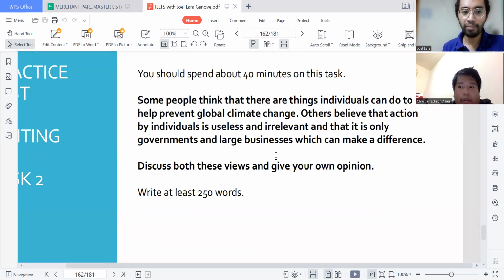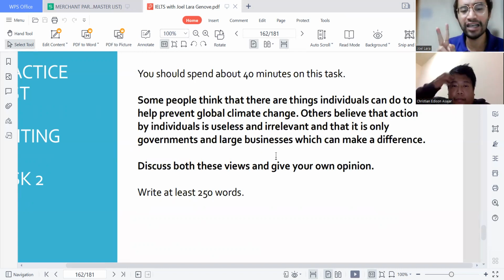What is the main topic? What do you need to talk about? About climate change, sir. Yes, global climate change. And then it's asking for opinions or your thoughts about two groups, individuals and government and large businesses. So that's your characters. But the topic is global climate change.